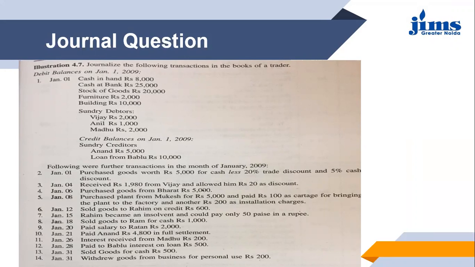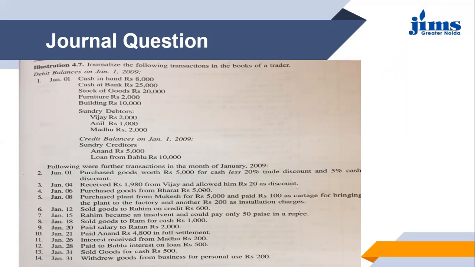So let's take up the entry. It says Rahim became an insolvent and could pay only 50 paisa in a rupee. So first we have to check for how much amount Rahim is standing. In the previous entry, 600 rupees is the amount of credit on Rahim. So sold goods to Rahim on credit 600, and out of that 600, Rahim is only paying 50 paisa in a rupee. So 50 paisa of 600 means 300 rupees. That simply means that 300 rupees he has paid, and 300 rupees is a loss for the business, which is called the bad debt for the business.